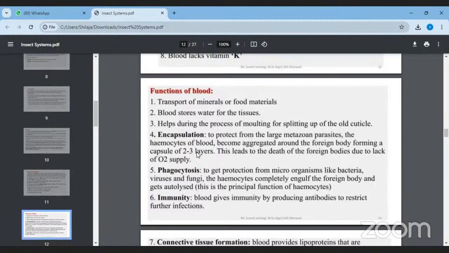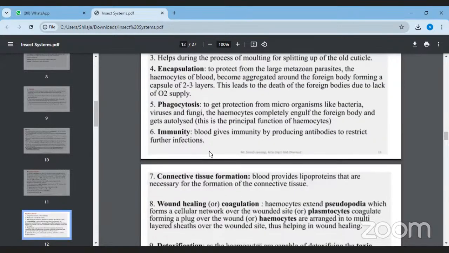Even the blood has phagocytosis to get protection from microorganisms like bacteria, viruses, and fungi. The hemocytes completely engulf the foreign body and get autolyzed. So this is the principal function of the hemocytes. And immunity: blood gives immunity by producing antibodies to restrict further functions.